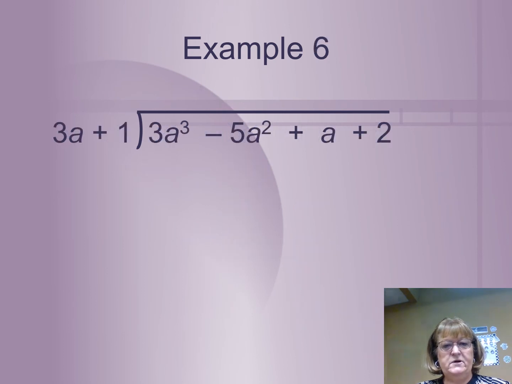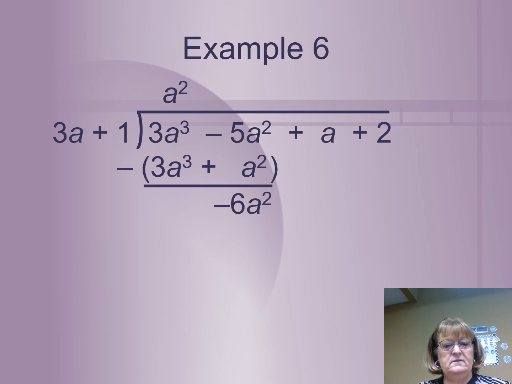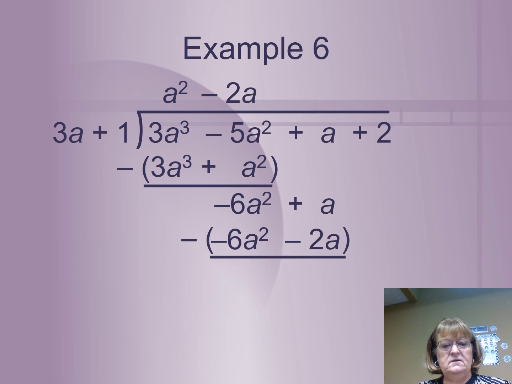Let's keep going. All right, let's look at the next one. 3a cubed, you see it there? 3a cubed divided by 3a goes a squared. Multiply, subtract, bring down. Negative 6a squared divided by 3a is negative 2a. Multiply, then in parentheses, subtract, bring down.